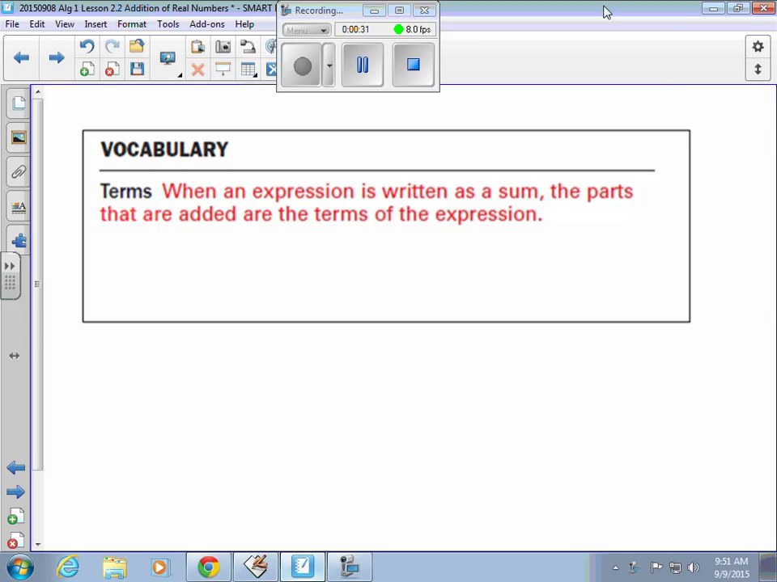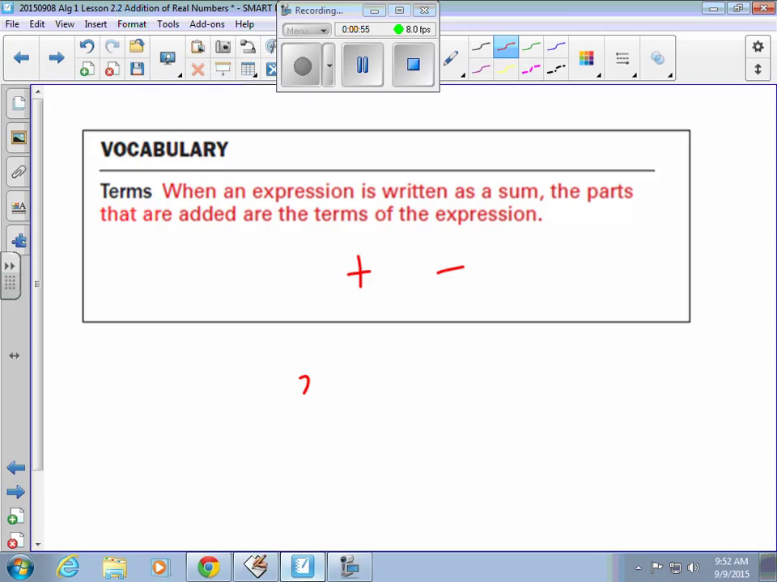What are terms? We'll talk about what terms are, and everybody kind of understands what they are, but sometimes they try to make things that aren't terms into them. What separates terms are addition and subtraction. So when you're looking at an expression, anything that has plus or minus in between it are terms.